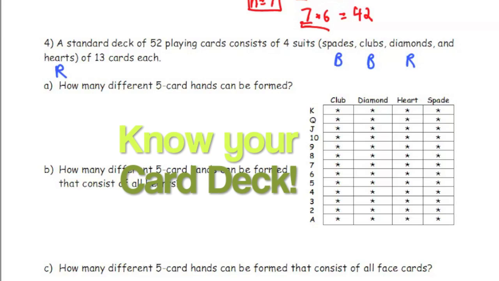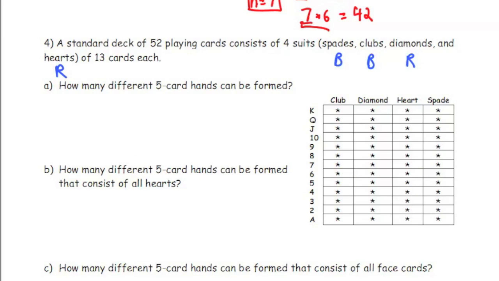So there are 4 suits, right? Spades are black, clubs are black, diamonds are red, and hearts are red. Okay? Now, within each suit, we have 13 cards. Of these 13 cards, there are 3 face cards.